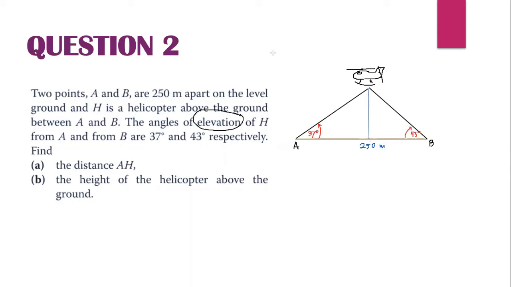Okay, we call this one height. Here, this one is height. Okay, height. Now we have two triangles, right? We call this one C. We call this one D. The helicopter is D, right? We have two triangles. The first triangle is triangle ADC, and the second triangle is triangle BCD. This is the first, and this one is the second triangle.